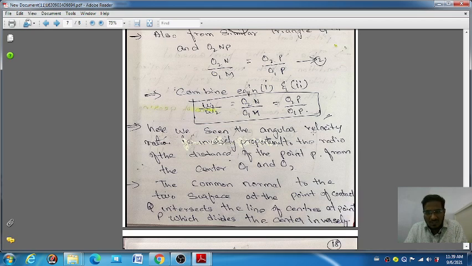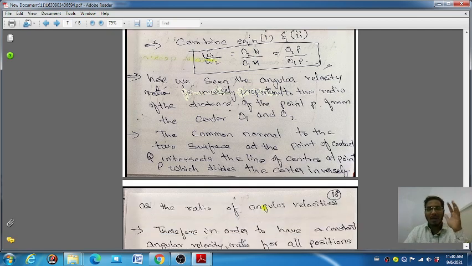Then we see here the angular velocity ratio is inversely proportional to the ratio of the distance of the point. Meaning how much the angular velocity will be there between these two wheels is inversely proportional to the ratio of the distances of the point P from centers O1 and O2. And the common normal at the point of contact Q will be at the point P, which divides the line of centers into two parts inversely.